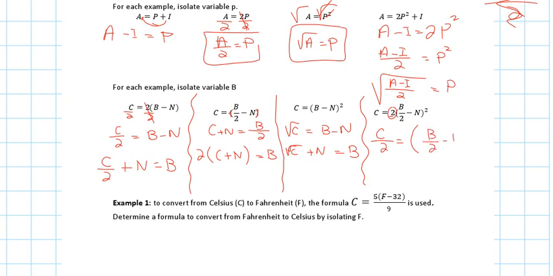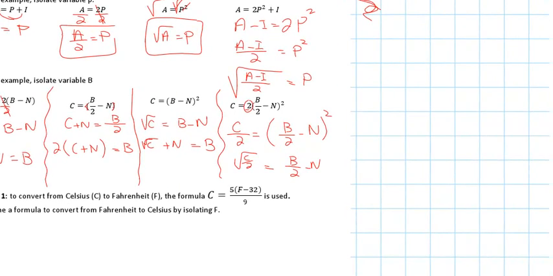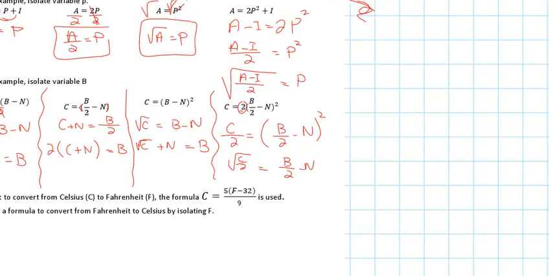Then plus n, so I'm going to bring the negative n over. So that's going to become square root of c over 2 plus n. You see that plus n is out. Multiply the whole thing by 2. So in this case, I have to put brackets. Square root of c over 2 plus n, and then multiply the whole thing by 2 equals b.